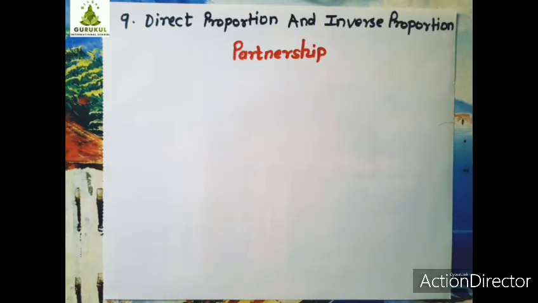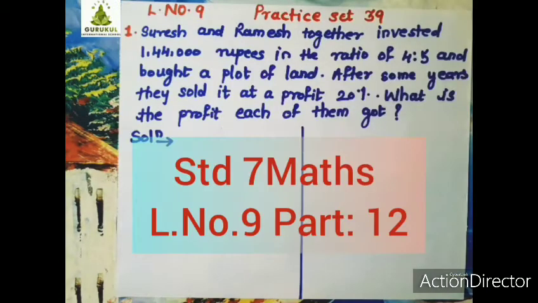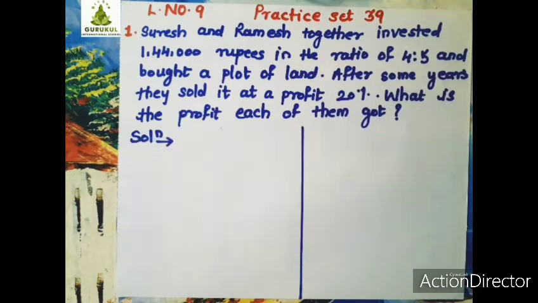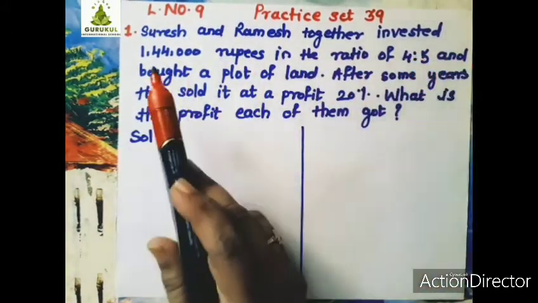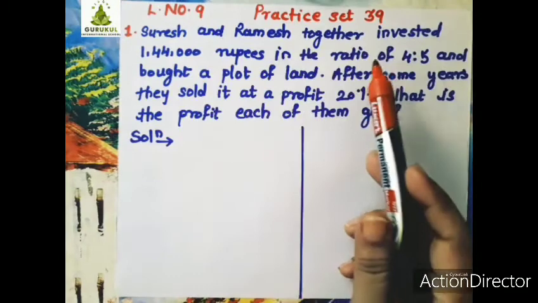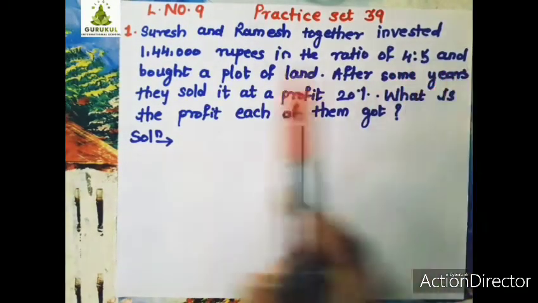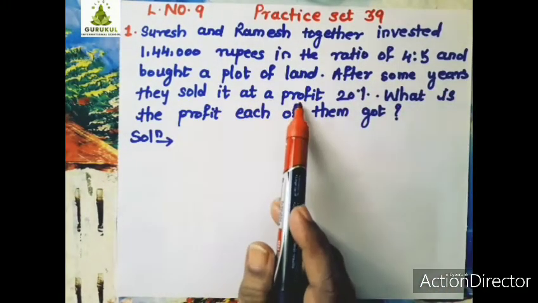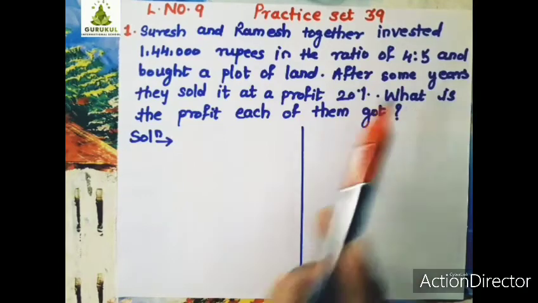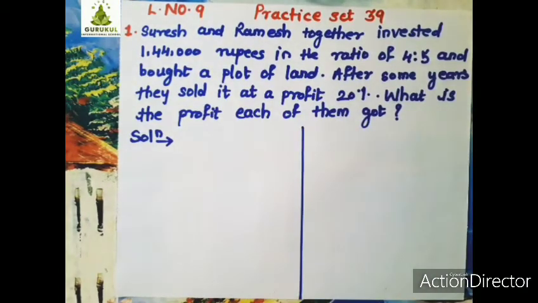Okay, so all these concepts we are going to use in solving the problems of partnership based on practice set 39. Let us see the examples one by one. Now in practice set 39, the first sum of partnership they have given. Suresh and Ramesh together invested 1,44,000 rupees in the ratio of 4:5 and bought a plot of land. After some years they sold it at a profit of 20%. Now what is the profit each of them should get?